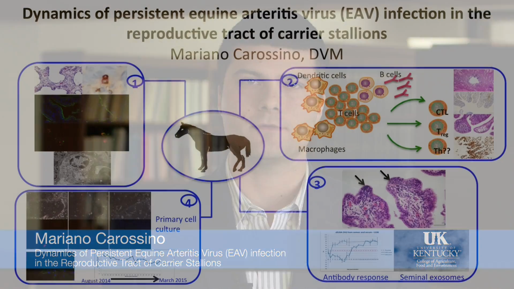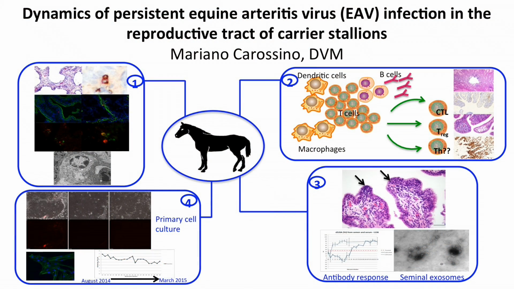For this, my hypothesis is that equine arteritis virus has the capacity to evade the host immune response and therefore establish persistent infection. To prove this hypothesis, I have four main objectives. The first one is to identify the target cells for this virus in the reproductive tract. The second objective is to characterize the inflammatory response in the reproductive tract. This will allow us to determine what the immune mechanisms are that are involved in persistent infection.